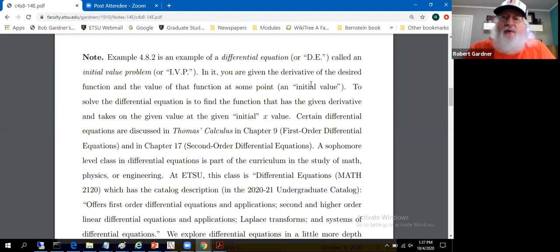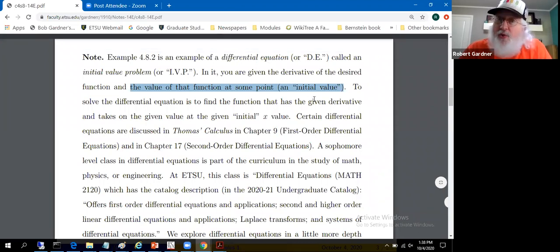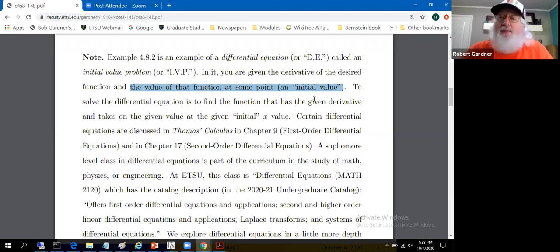But anyhow, in it, we were given the derivative of the desired function. We were given the derivative was 3x squared, and we were given the value of that function at some point. It was the fact that when we plugged 1 into the function, we got negative 1 out of the function. Could be interpreted graphically, as we saw. Being given that information is being given an initial value. So that's the reason these are called initial value problems. They gave you the derivative and they gave you a value. They call an initial value. That is a point that the function itself passes through.